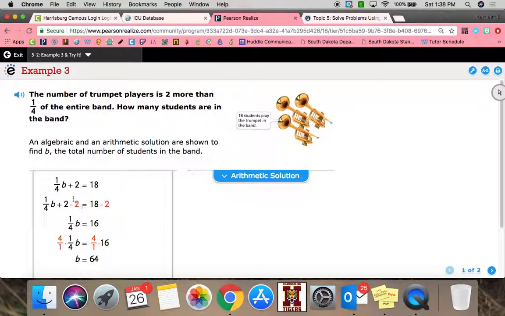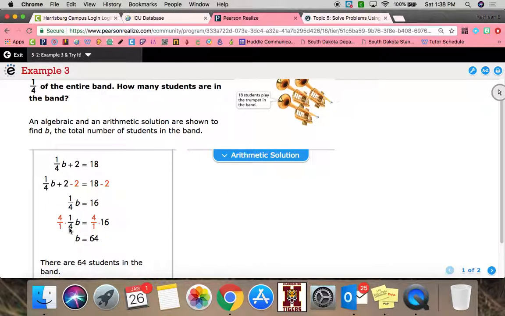We would subtract 2 because there's nothing to distribute, there's nothing to combine, so we would add or subtract from both sides. And then this is a multiplying by 1/4, so we would divide by 1/4, but we keep change flip. So that's why we're multiplying by 4/1. 4 and 4 reduce to 1, so we get a whole bunch of 1s here with a B. And then 16 times 4 is 64/1, or 64.